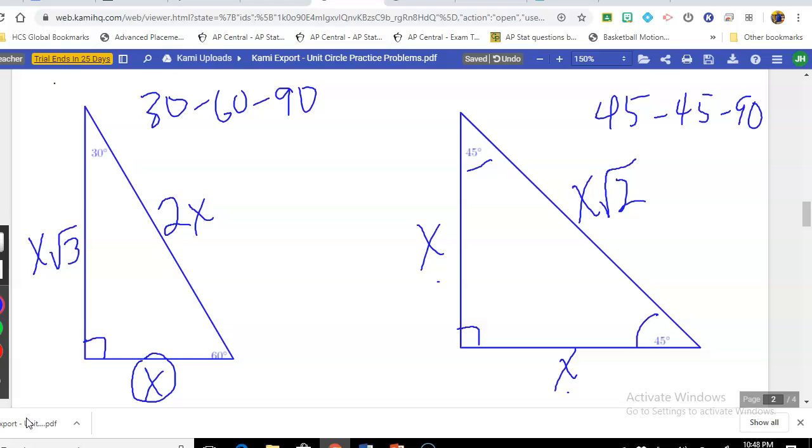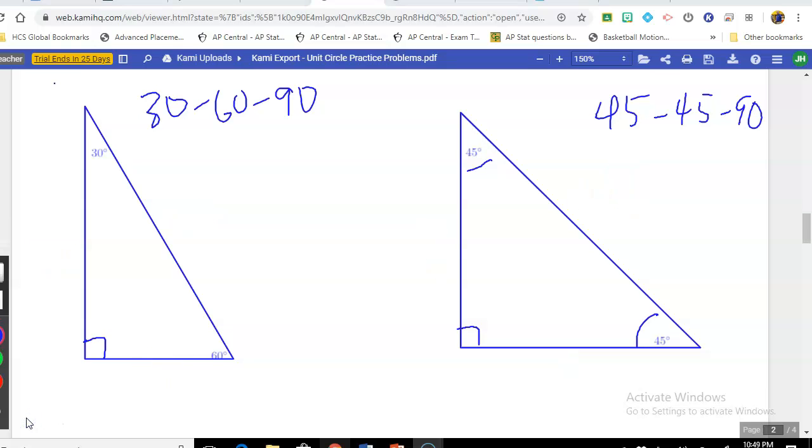Hold on just a second. Let me clear out some things here. All right, now I've cleared that off. And if I look at a situation where I know my hypotenuse is 1, and we'll talk about why I chose that in a minute, it has to do with the fact that we're dealing in the unit circle.